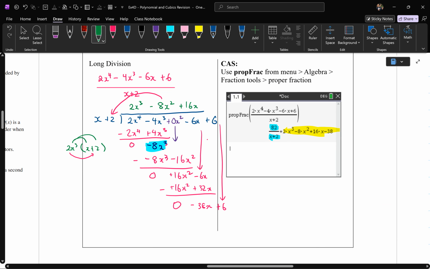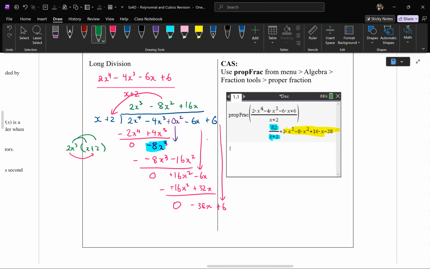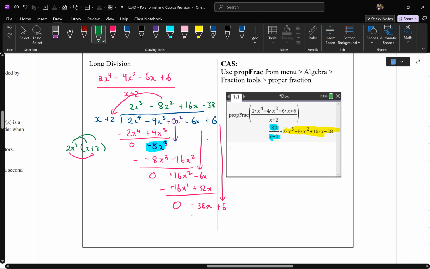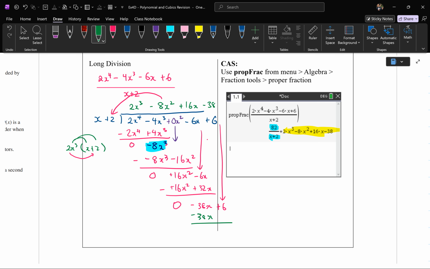And finally, something times x gives you negative 38x, and we can see it's negative 38. And negative 38 times 2, what's that? What's double 38? Is it 76? I think so. Yes, negative 76. So your remainder is 6 minus negative 76, so plussing 76, so that's 82. Yeah, 82. There you go, we've got a remainder of 82, which is exactly what they've got. And we should have 2x cubed minus 8x squared plus 16x minus 38, and yes, we do.